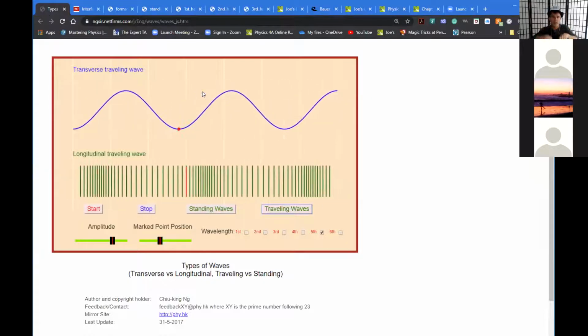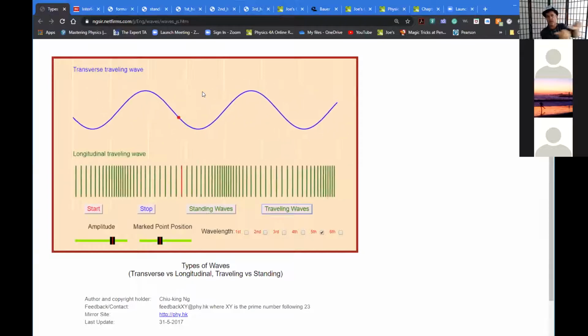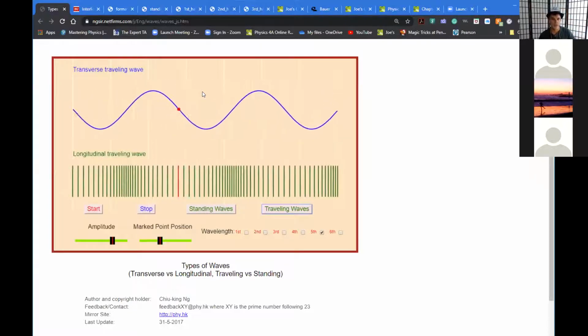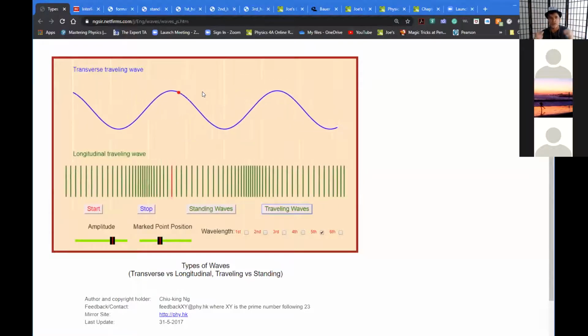Okay, so a transverse wave is one in which the medium, which in this case is the string, is moving up and down. That's the direction of the disturbance, but the wave is actually traveling to the right. So this is sort of the typical wave that most people are used to thinking about.